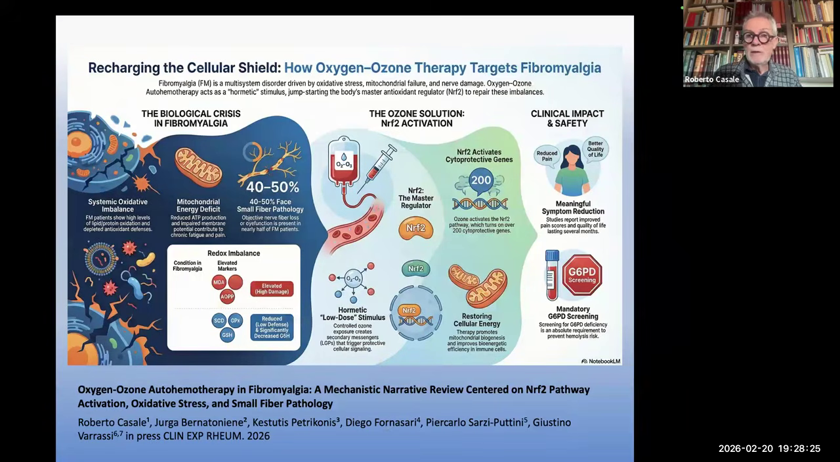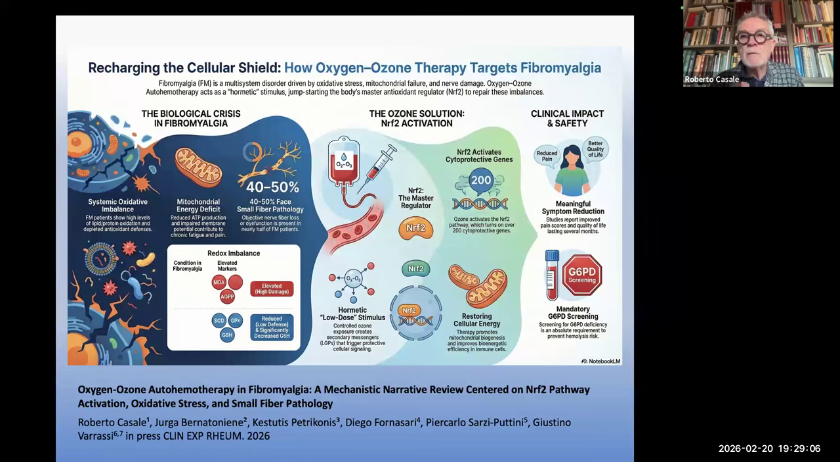So, what can we do? On the left part of the slide, we have a sort of biological crisis. In fibromyalgia, the crisis is a systemic crisis, while in complex regional pain syndrome we have a localized regional crisis. We have an imbalance in the oxidative system. We have a mitochondrial energy deficit, and in 50% of our patients, we have a small fiber polyneuropathy.